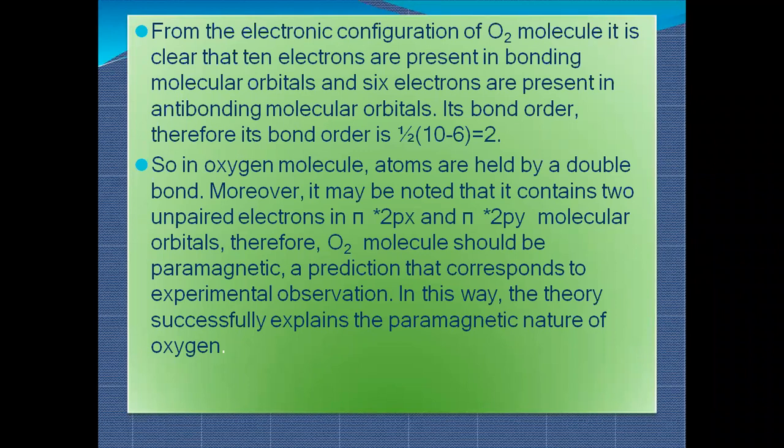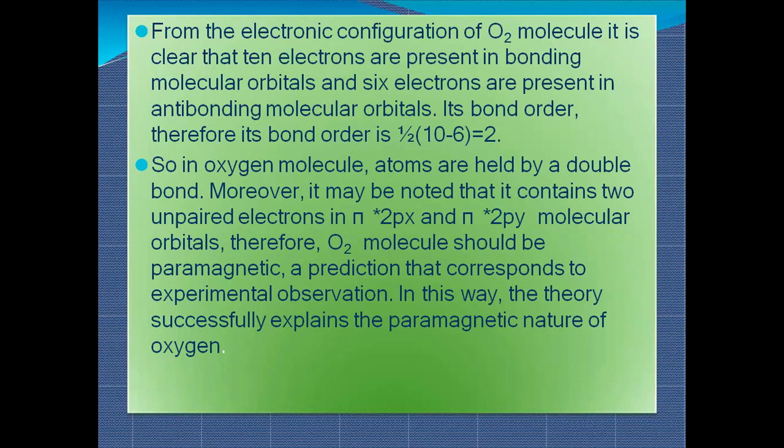The oxygen molecule has unpaired electrons in the antibonding molecular orbital, so we can say that it is of paramagnetic character. This is a prediction that corresponds to experimental observation. In this way, the theory successfully explains the paramagnetic nature of oxygen. On the basis of the number of unpaired electrons, we can predict the magnetic nature of each and every molecule.